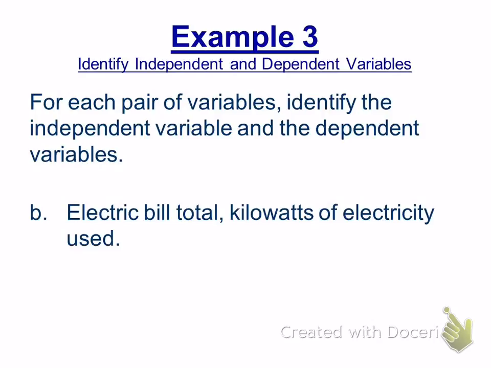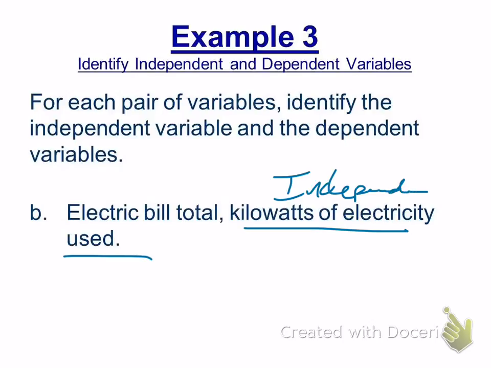All right, what about this one? Your electric bill total and the kilowatts of electricity used. Aspen, what do you think? Kilowatts of electricity used is independent. Why is that independent? Because you control how much electricity. How do you control that? Come on now. Turn on and off the lights. Don't tell me you teenagers know how to turn the lights on and off when you leave a room and come into a room.